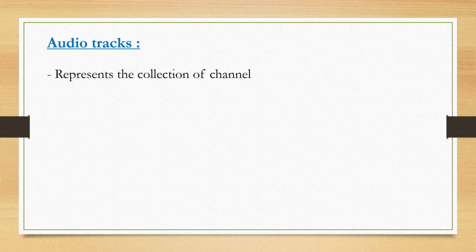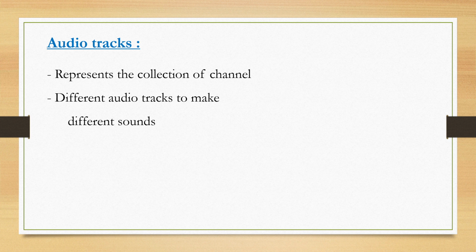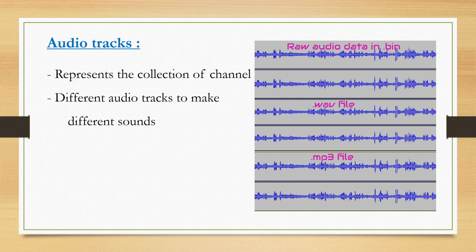And next is audio tracks. Audio tracks represent a collection of channels, with different audio tracks making different sounds. There are many audio tracks in one video. In the background there will be some noise or audio effects, some bass, but in front there will be some voice, like conversations going on. Different tracks will be there in the audio, and that's what we call audio tracks. That's all about the audio.